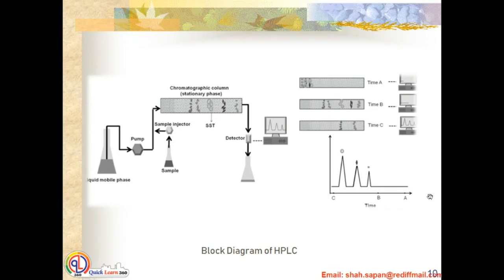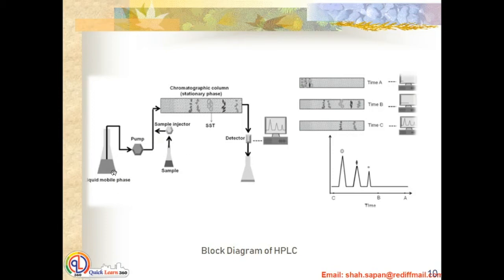The block diagram of HPLC can be represented by this diagram. You can see this is a liquid mobile phase which is present in the reservoir. With the help of a suitable pump, this mobile phase is pushed via this column. The column contains the stationary phase and the sample. This is a mixture of two or more samples. In this case, you can see it is a mixture of 3 samples. So the mixture of 3 samples which you want to analyze is to be inserted via the sample injector.